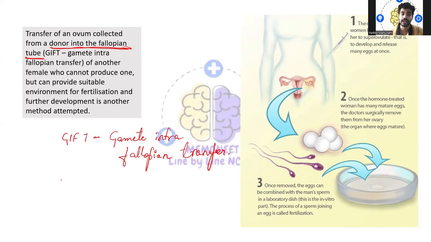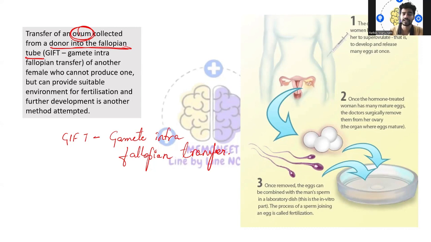For example, a mother is unable to produce an egg, but she has all the conditions to be supportive for the development of the baby. So what we are doing is collecting the ovum from the donor and inserting it into the fallopian tube.